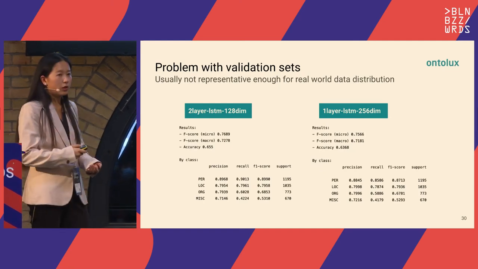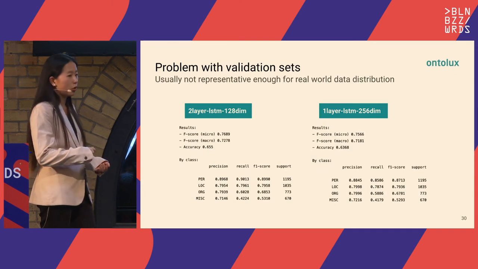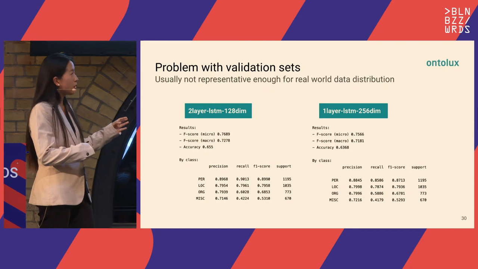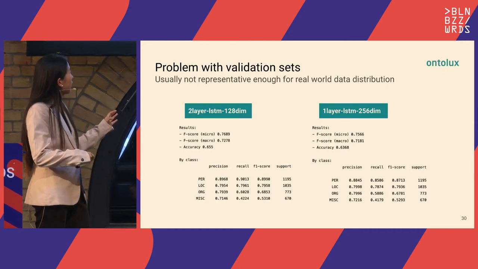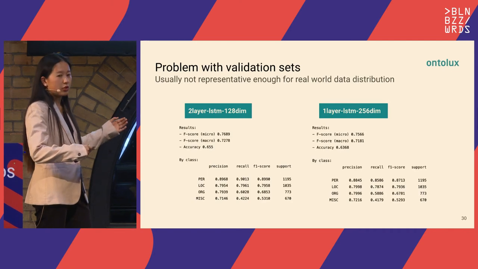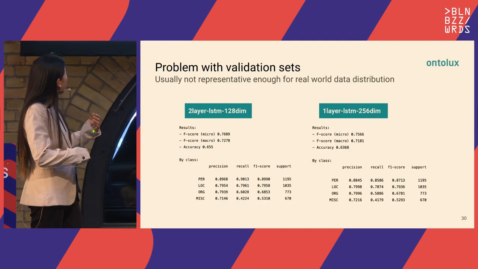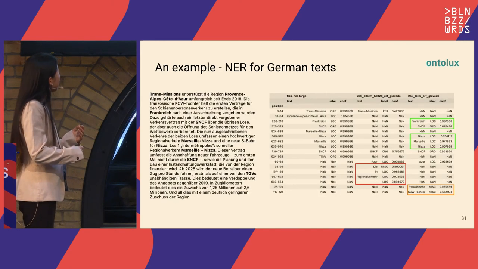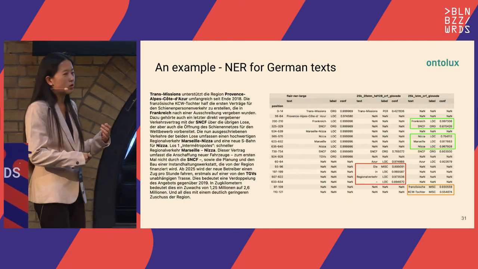We made an experiment in our company with two models that have exactly the same size. However, the first one is deeper. It has a two-layer LSTM. And the second one is wider. It only has one layer, but with a larger hidden dimension. When we look at the score, it looks pretty similar. However, when we test it on the real data, one model performs significantly worse than the other one.